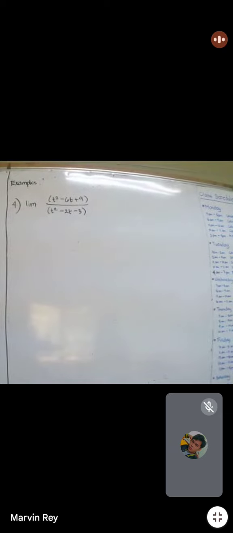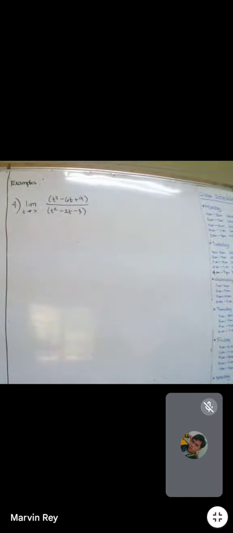Okay, let's have this example. So, limit of t as t approaches 3. Okay. Factor. So first we have t squared minus 6t plus 9 all over t squared minus 2t minus 3 as t approaches 3.